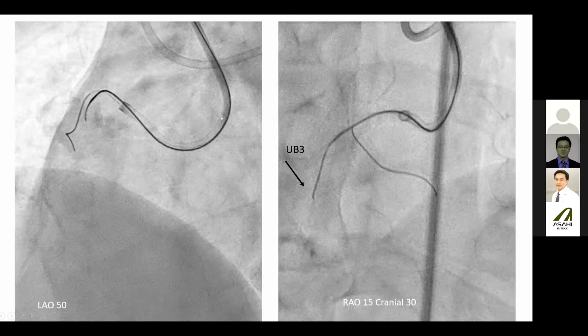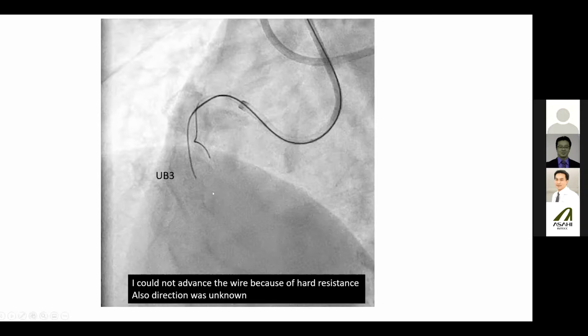So the supporting catheter is a Corsair. And this is UB3, gently rotating because of the unknown route. This is Arion, Arion 15, Conquest 30. This is LAO. And advancing UB3 about like 20 millimeter.